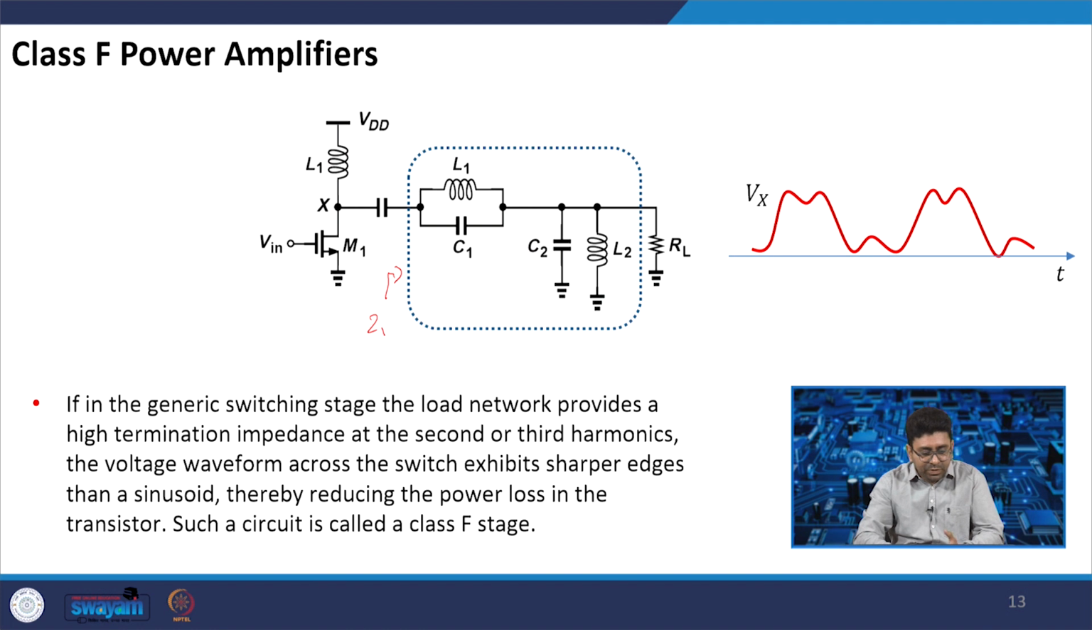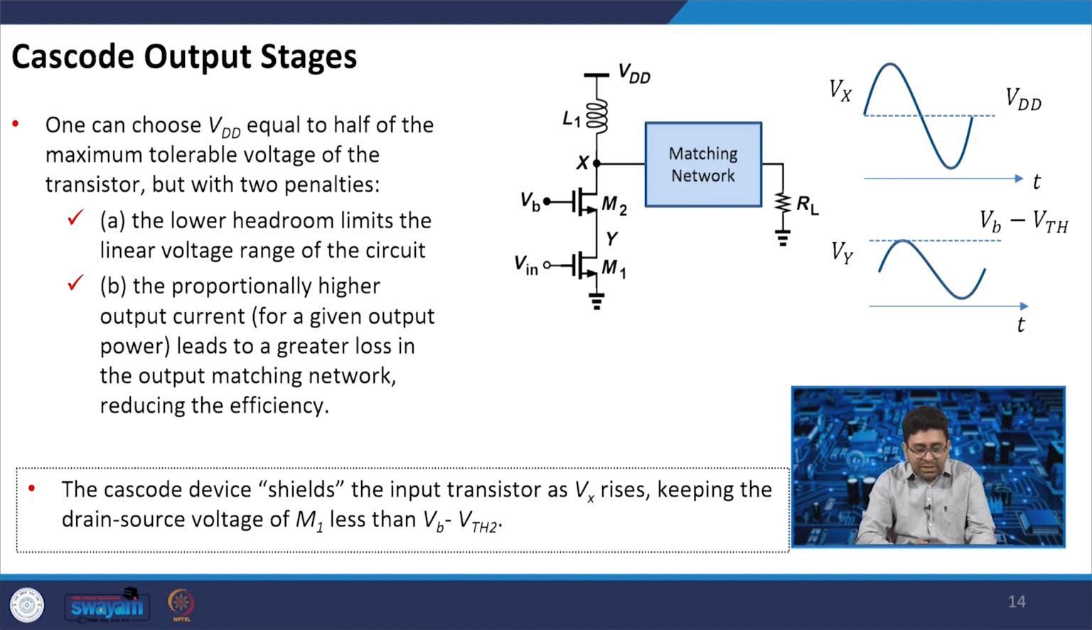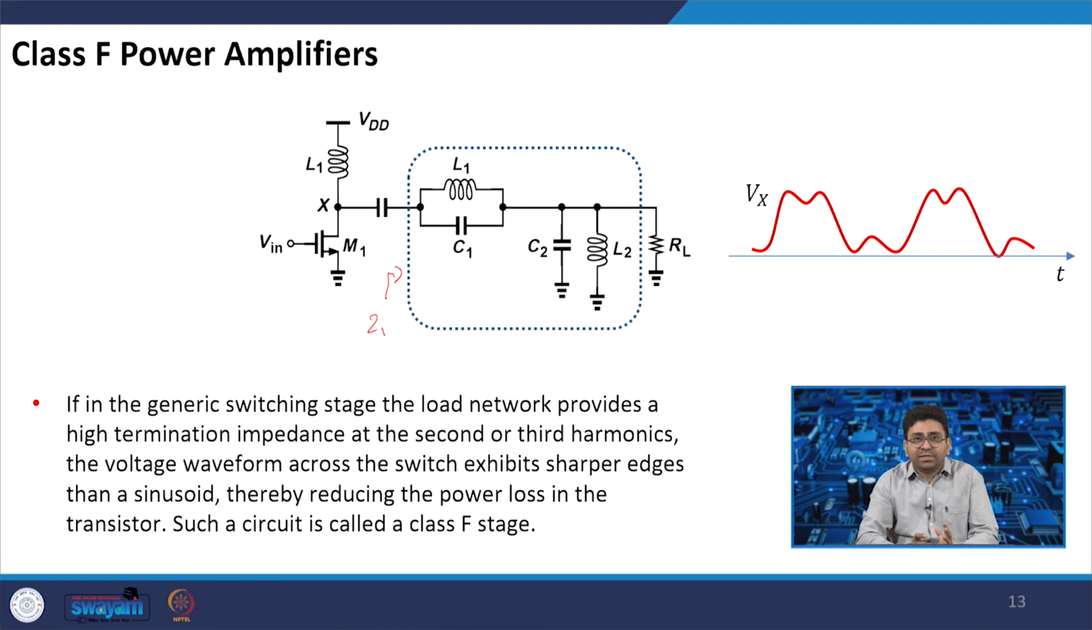class F amplifier. So in a generic switching state, the load network provides a high termination impedance at the second or third harmonics, and the voltage waveform across the switch exhibits sharper edges than a sinusoid, thereby reducing the power loss in the transistor. This kind of circuit is called a class F stage, where Vx, which is drawn instead of square, looks like a sinusoidal waveform. So this is about the efficiency of power amplifiers.